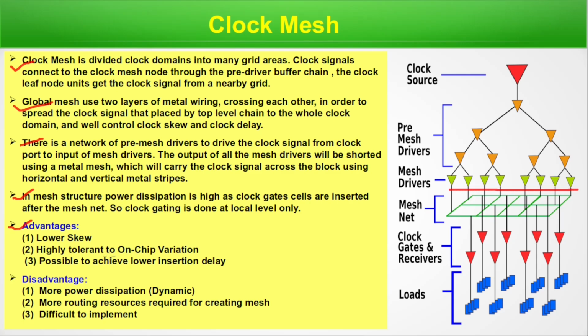Advantages: lower skew, highly tolerant to on-chip variation, and possible to achieve lower insertion delay. Disadvantages: more power dissipation and difficult to implement. Structure is complex. It's more power hungry basically. So power dissipation is more. Dynamic power dissipation in this structure is more, although OCV on-chip variation is less and delay is less.